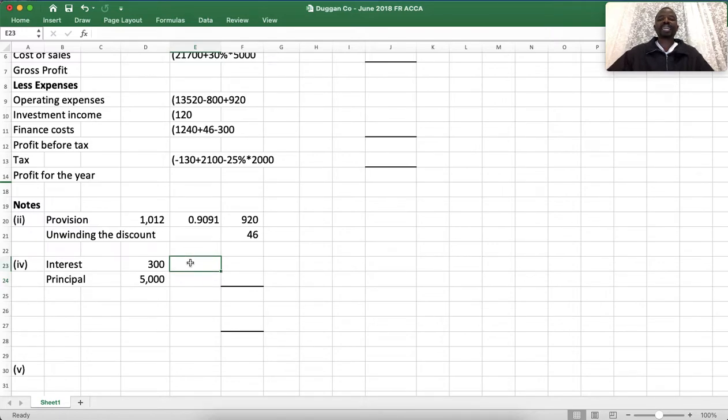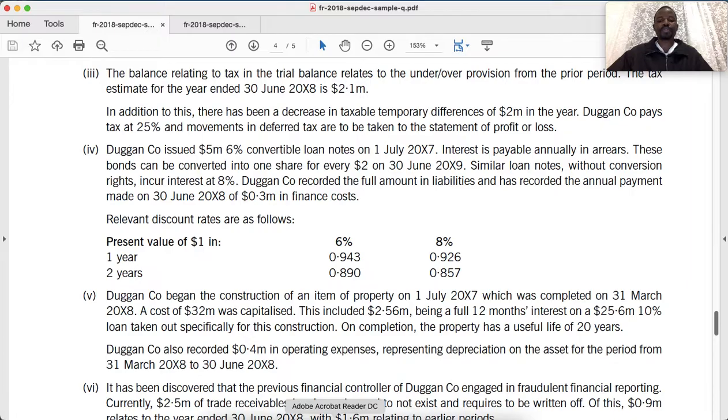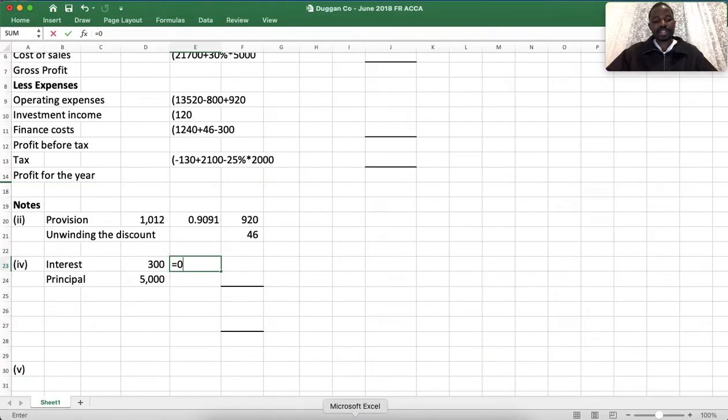Now, for the interest, as I said, we will pay the interest in 20X8 and 20X9. So we'll pay the interest for 2 years. So we will use these discount factors. For 1 year, 8% is 0.926. For year 2 is 0.857. So we'll pay interest twice. So we'll say equals 0.926 plus 0.857 for year 2. We get that. That one is an annuity factor. Then we multiply the interest by the discount factor.